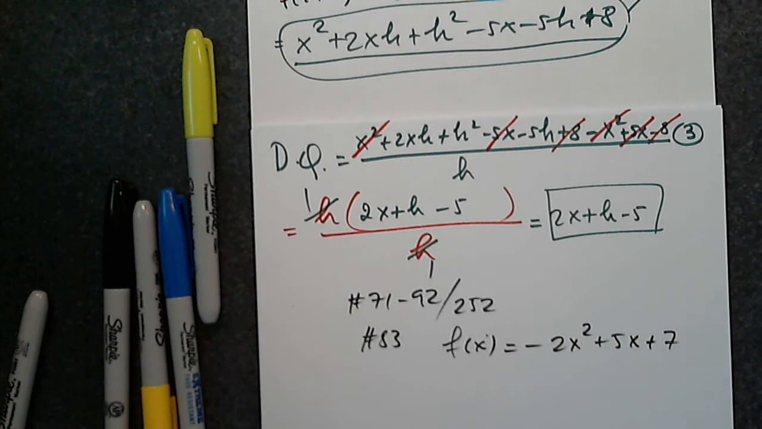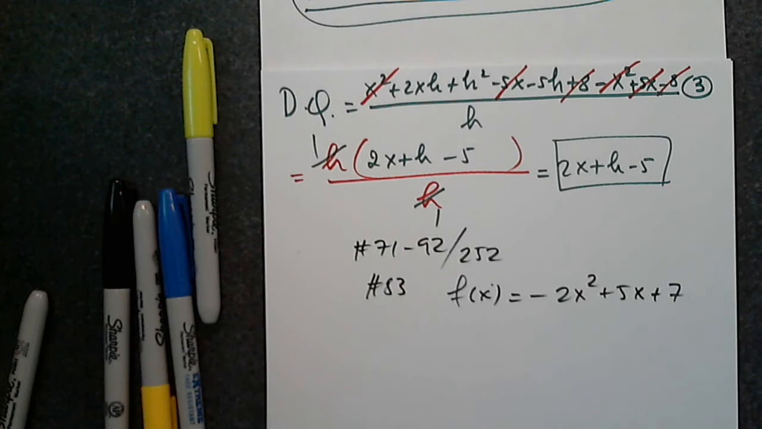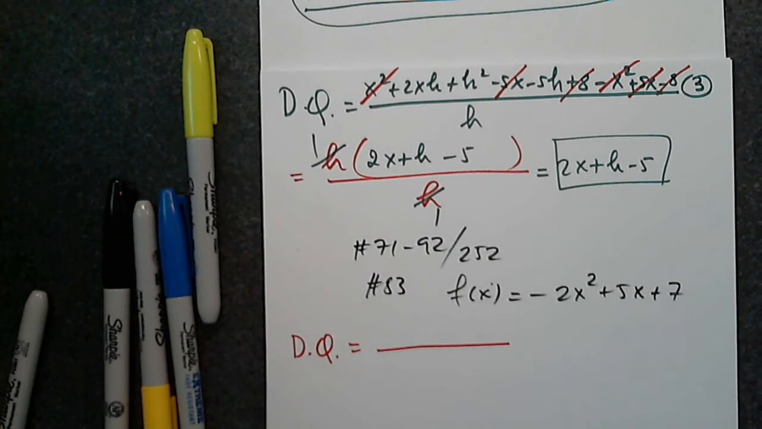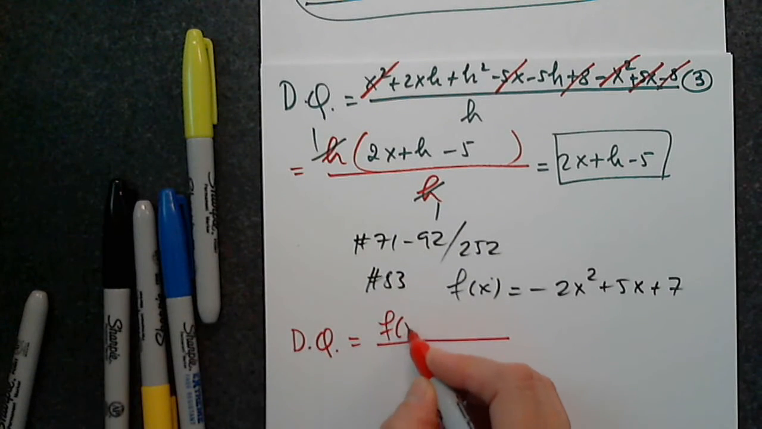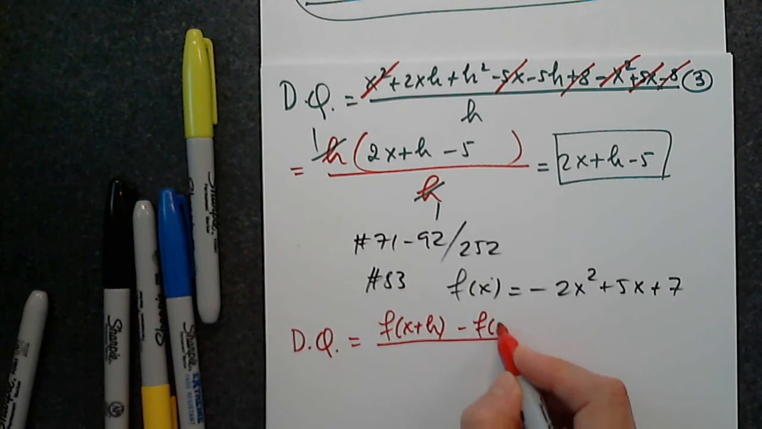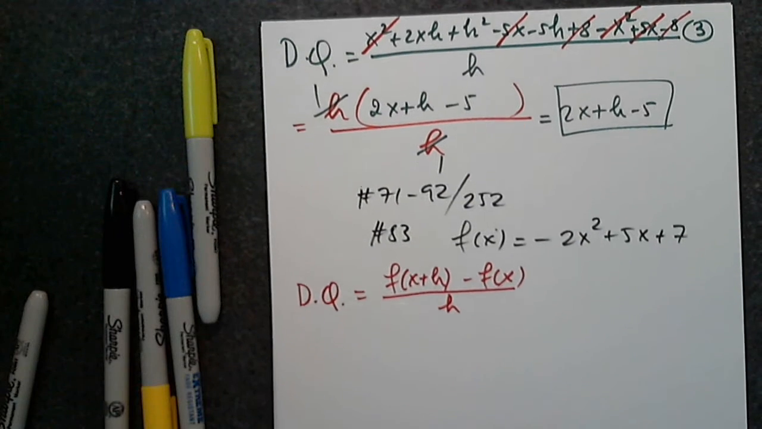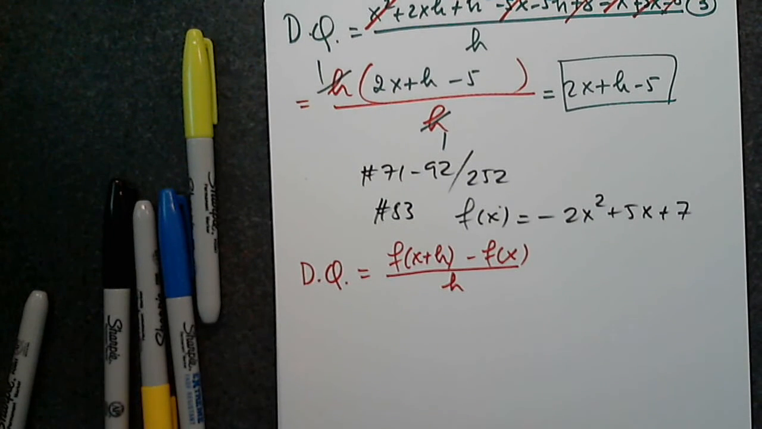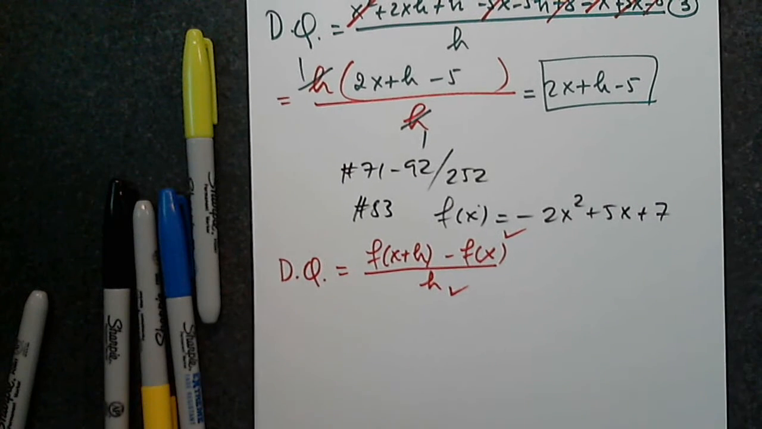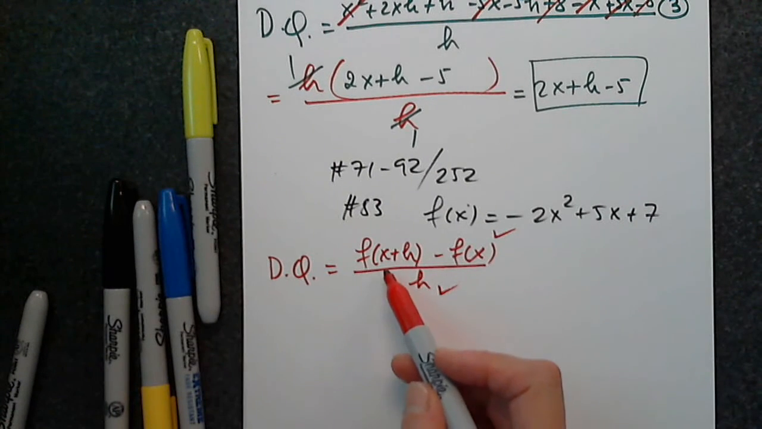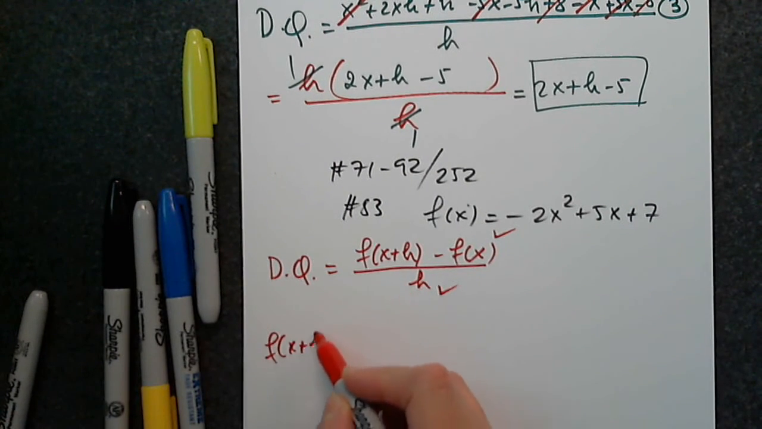Ready? We're asked to find and simplify the difference quotient. The difference quotient will be given to us: f of x plus h minus f of x, divided by h. Which piece do I not have? F of x plus h. Good. So I have this. This is just a letter, I can't do anything to simplify that. So I have to find f of x plus h. So let's find f of x plus h.